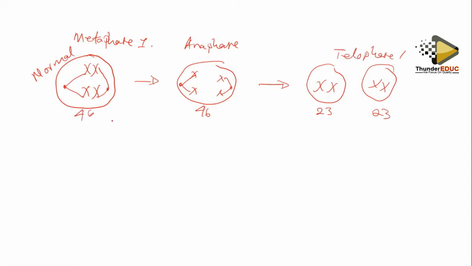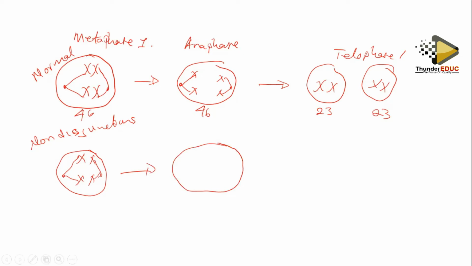But if non-disjunction occurs, what happens? In meiosis, the chromosomes will be fine like that. And then when they go to anaphase, because we said it fails to separate during anaphase, these ones are 46 if it's a human cell. What's going to happen is that this whole set is going to go to one side. The spindle fibers are going to fail to contract from the other side. It pulls this one, but this one is going to go onto one side.